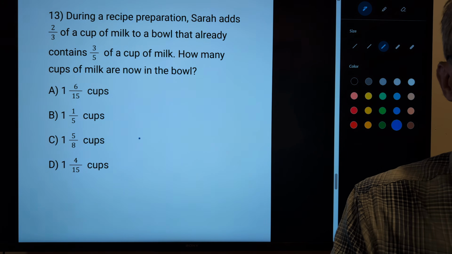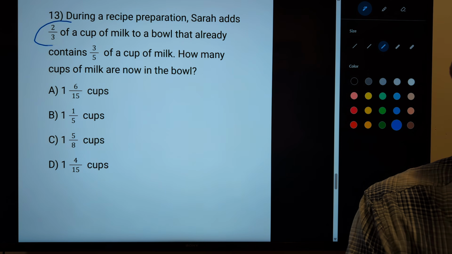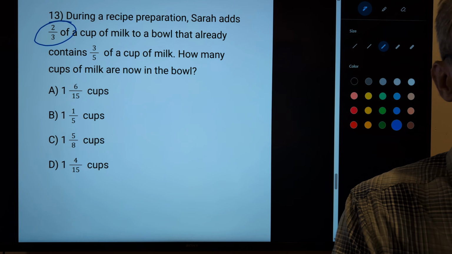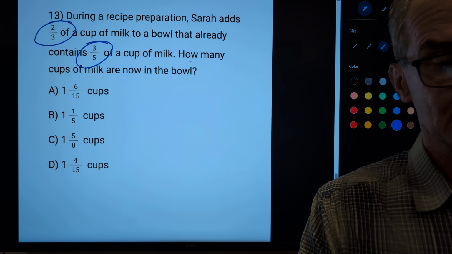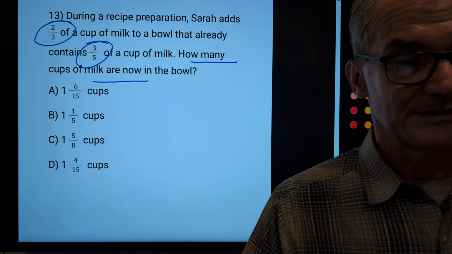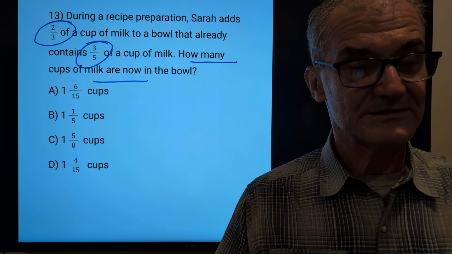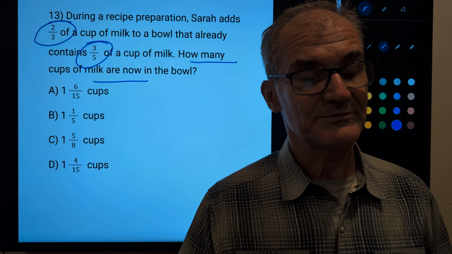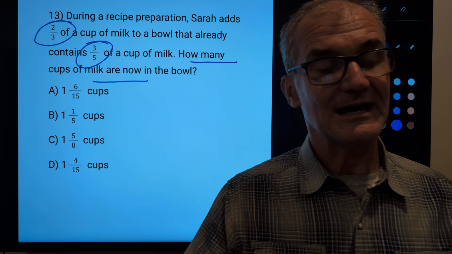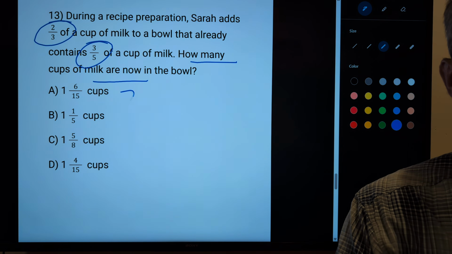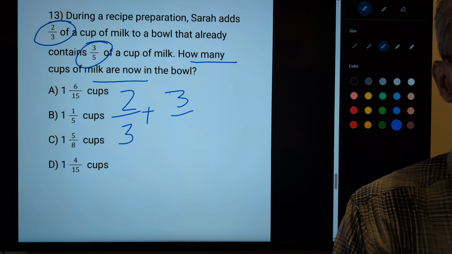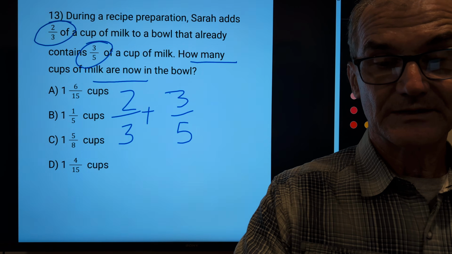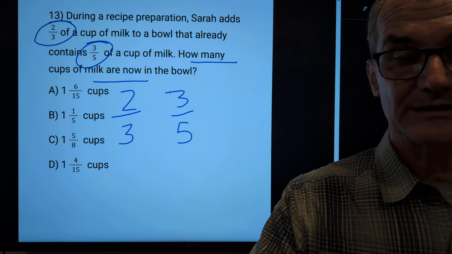During a recipe preparation, Sarah adds 2/3 of a cup of milk to a bowl that already has 3/5 of a cup of milk. How many cups are there now? So all my units are the same. All my units and the answers are in cups. How many are there now? I am adding. So I have 2/3 plus 3/5. Actually, let me move the plus sign over a little bit.